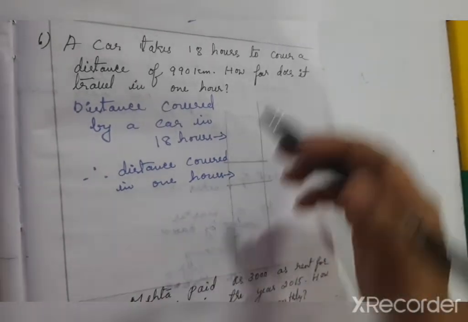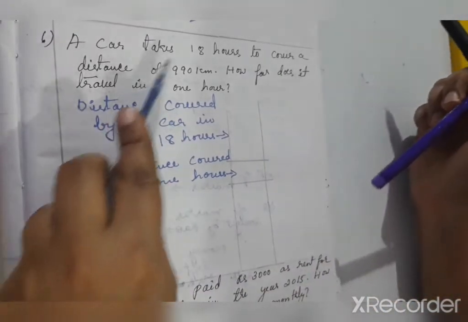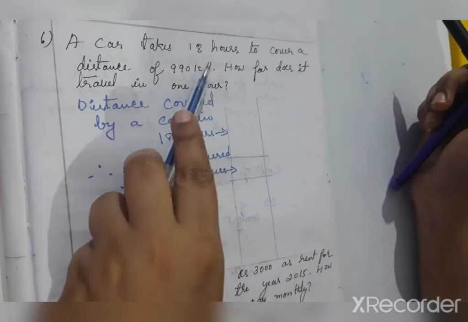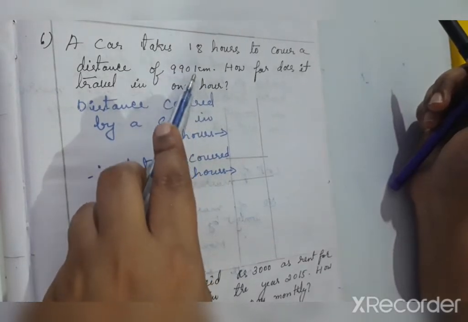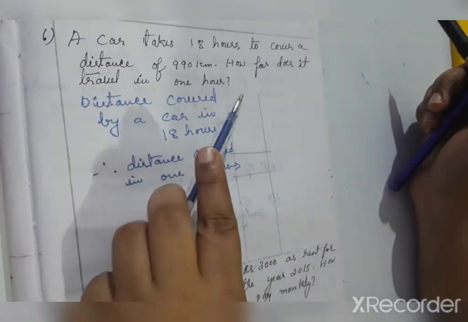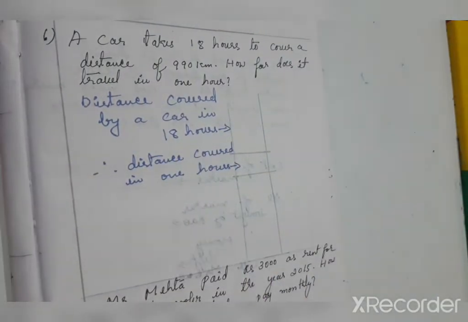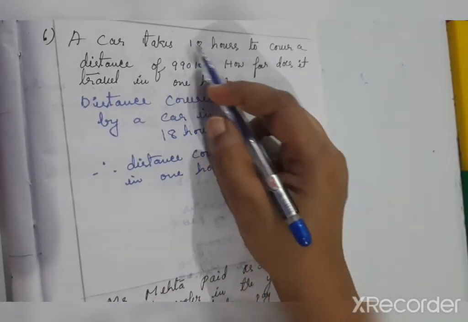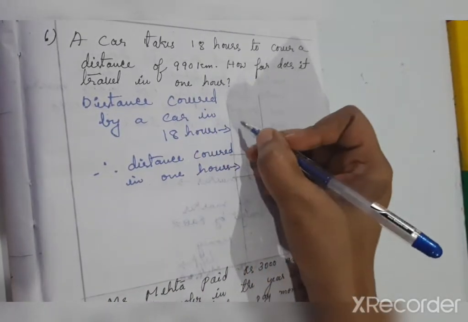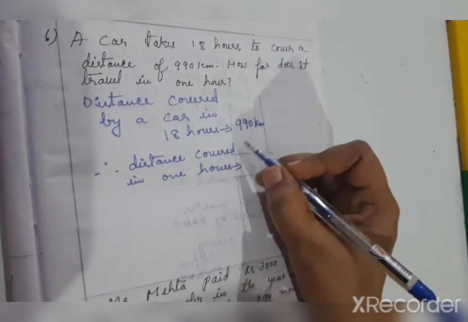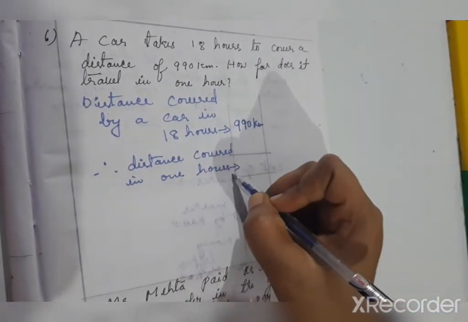Sixth question. A car takes 18 hours to cover a distance of 990 km. In 18 hours, a car covers 990 kilometers. How far does it travel in one hour? Now, here the sentence we can make is: distance covered by a car in 18 hours. Distance covered by a car in 18 hours is 990 kilometers. How far does it travel in 1 hour? Therefore, distance covered in 1 hour.